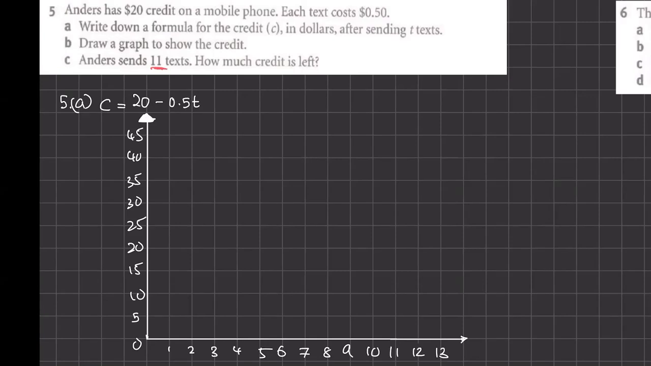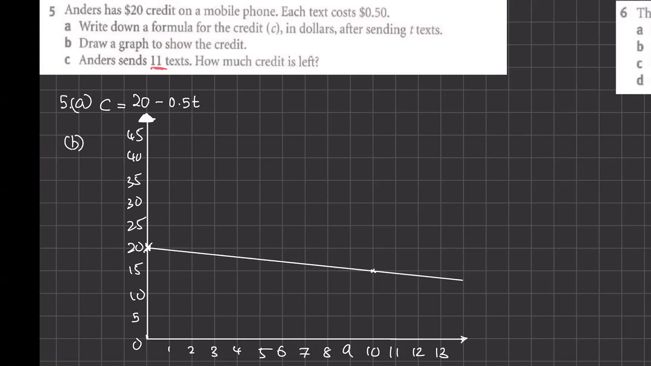Okay, so now you need to draw the graph, which is this one here. Starts with a credit of 20. So every text costs 50 cents. So I don't like that decimal places. So every 2 texts cost $1. Every 10 texts cost $5. So I'm just going to take this right here. Every 10 texts cost $5. So after 10 texts, you'll be here. So this is how my graph will look like.